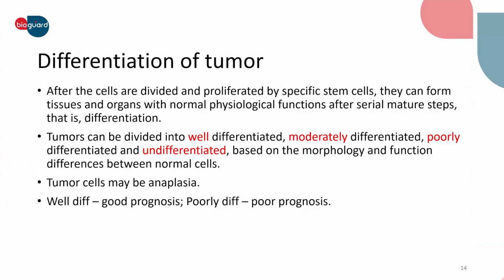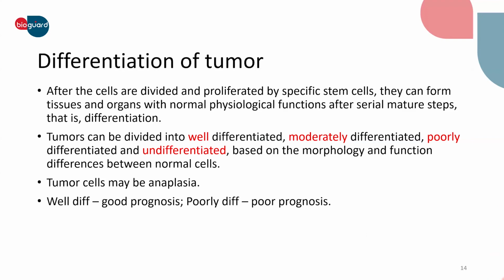Another key concept in tumor pathology is differentiation. It refers to how closely tumor cells resemble the normal cells they originate from, both in structure and in function. Under normal conditions, stem cells or progenitor cells go through a step-by-step maturation process to become fully specialized tissues. That's what we call differentiation, the normal organized way cells develop and take on specific roles.